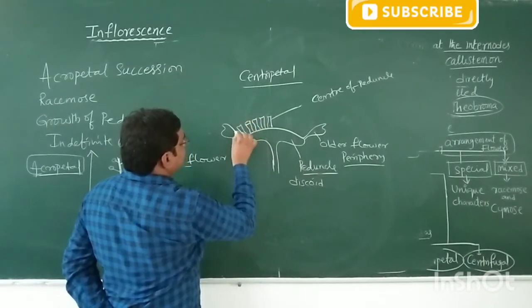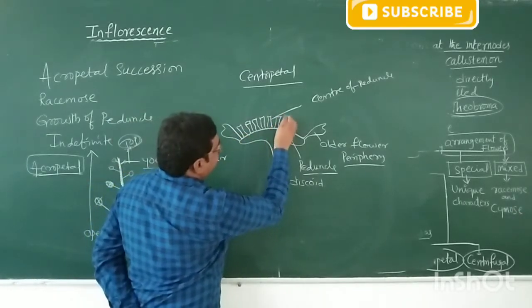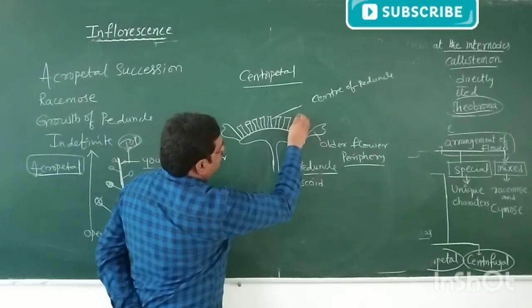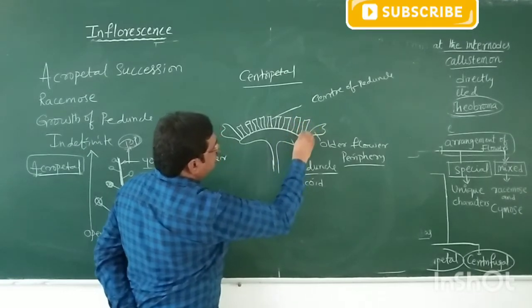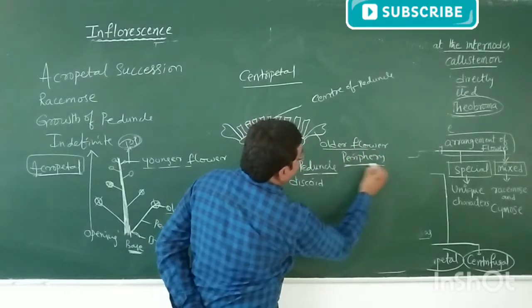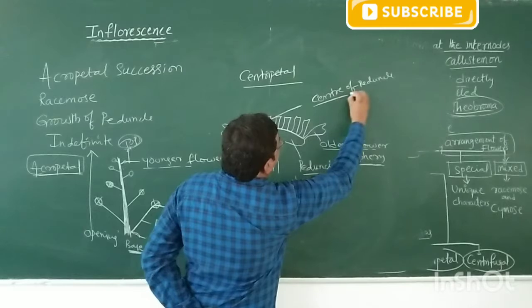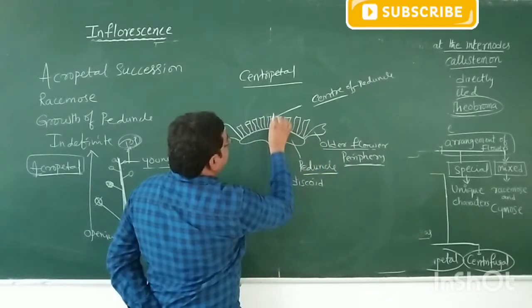Next, this is one flower. This is the older flowers. Like this also same. This is one flower. This is one flower. Like this, flowers are arranged on the peduncle. So older flowers are present at the peripheral side, and younger flowers are present at the center.